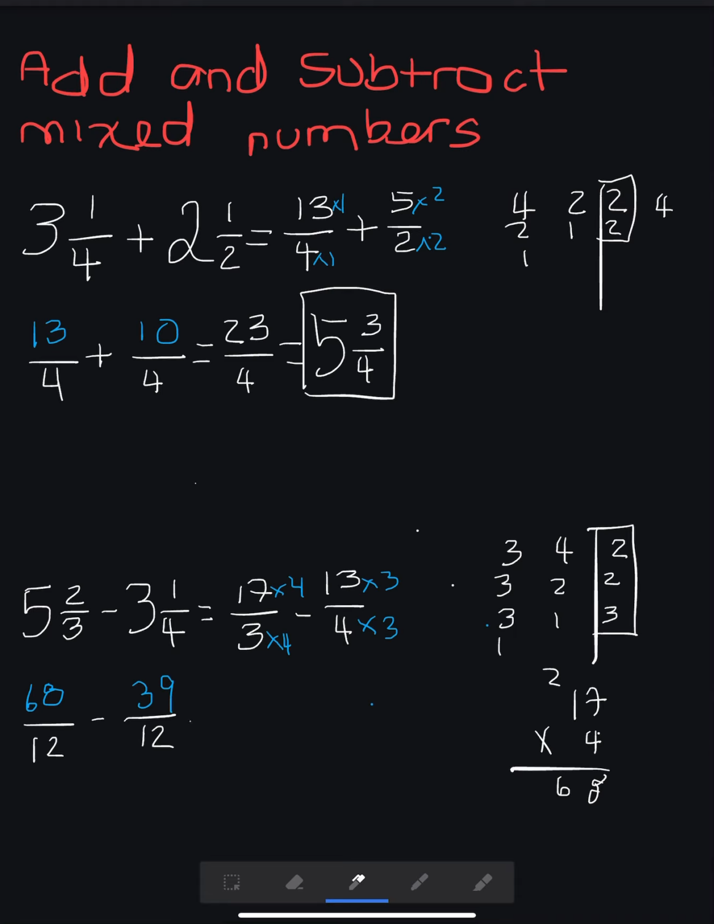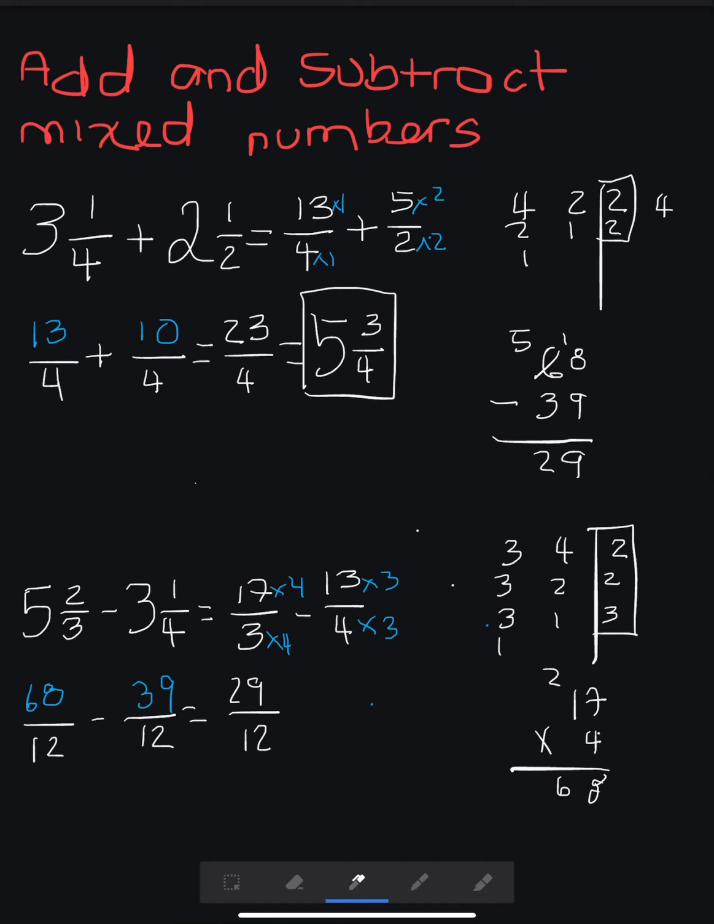The easy part is just to subtract the numerators. 68 minus 39, I don't know what that is, but I can find it. I'm going to do it here. 68 minus 39. 8 minus 9 is not possible. This turns into a 5. 18 minus 9 is 9. 5 minus 3 is 2. 29. 29 over 12. And that's already the answer, but it's not quite the final answer, right?